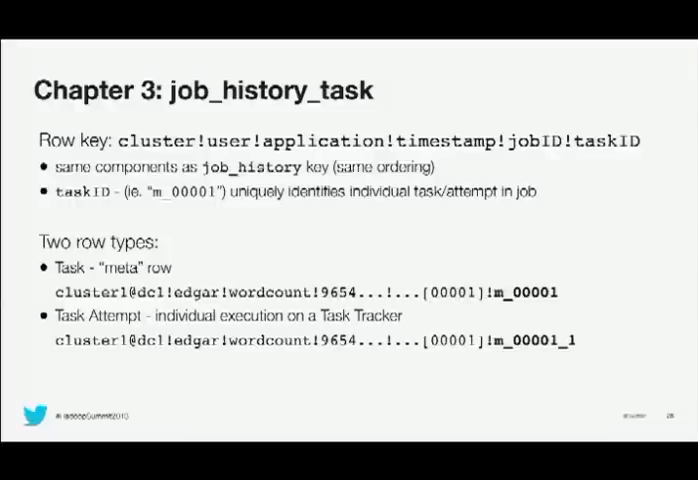There are two types of rows that are actually stored in this table. It's kind of an artifact of how MapReduce jobs are run and how they're represented in the job history log itself. There's a sort of meta row for each conceptual MapReduce task. But the way those tasks are actually executed on your cluster, you may have multiple attempts for each one of those map tasks, for example. So each one of those task attempts, which is running that given task on a task tracker out in your cluster, is represented by an additional row as well. So you can see in which cases you ran multiple attempts and which cases you did not.